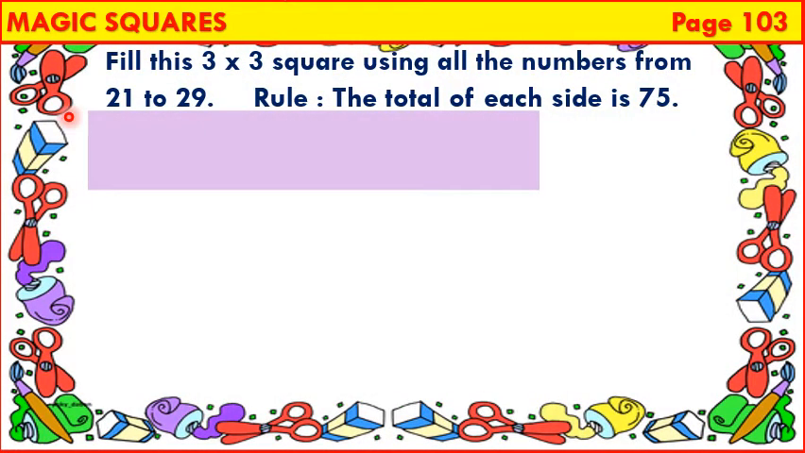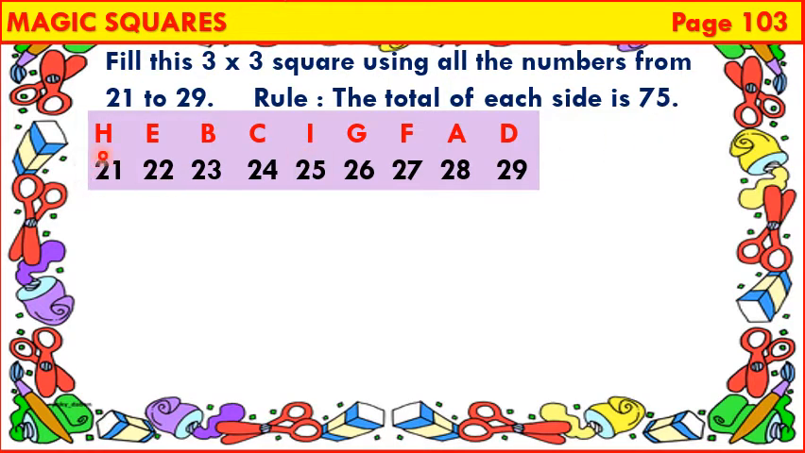Children, one more sum we will solve based on this magic square. Children, a 3 by 3 square is given. You have to fill numbers from 21 to 29 in such a way that the sum of each side becomes 75.